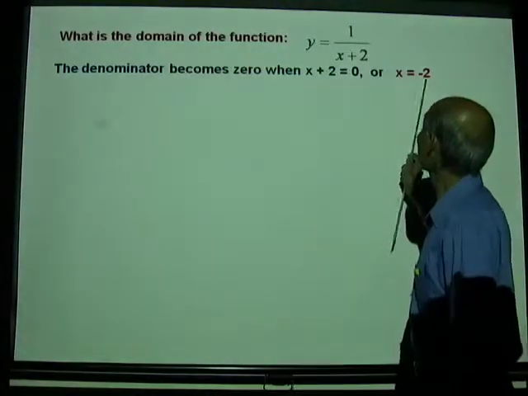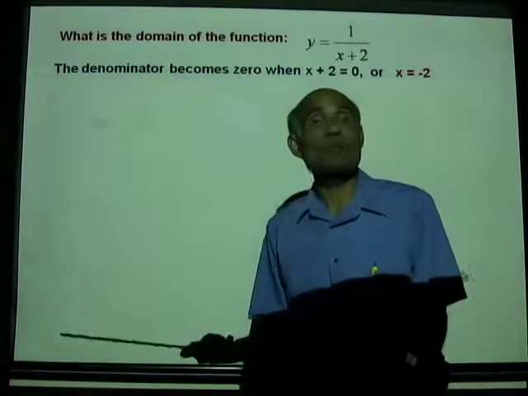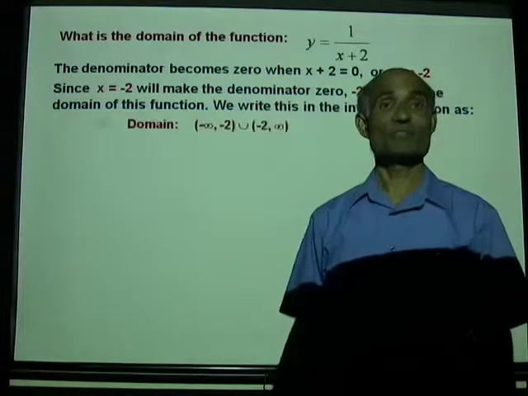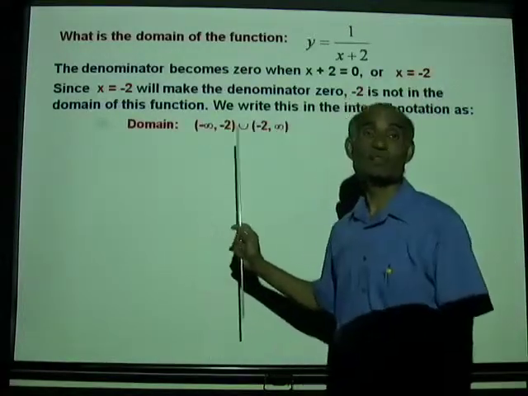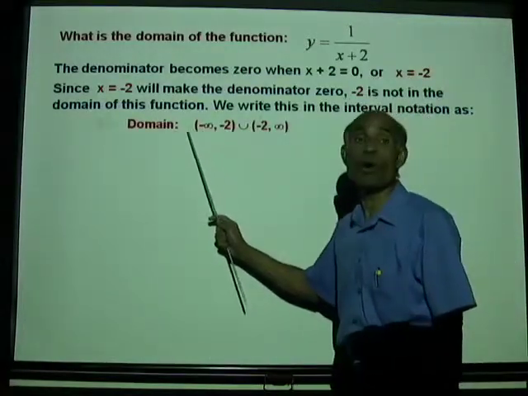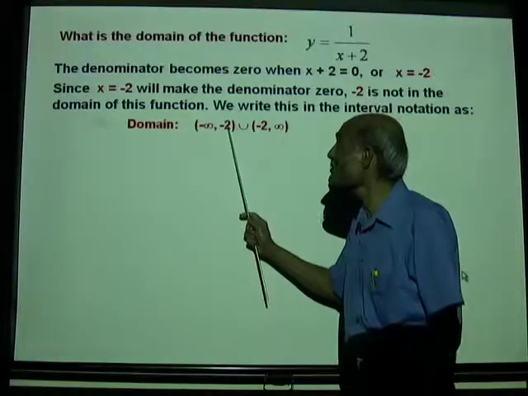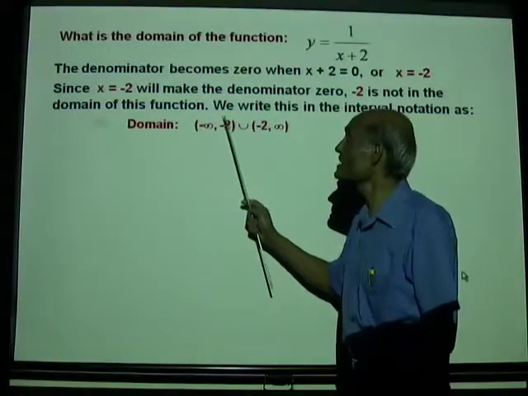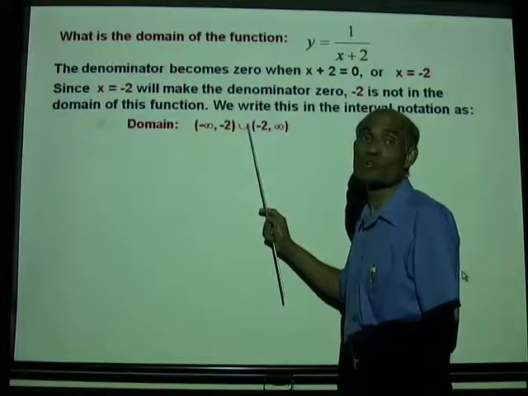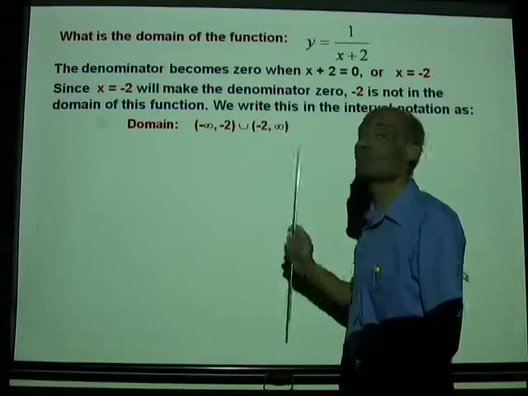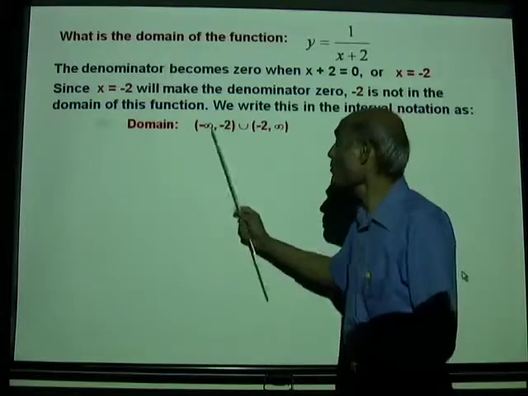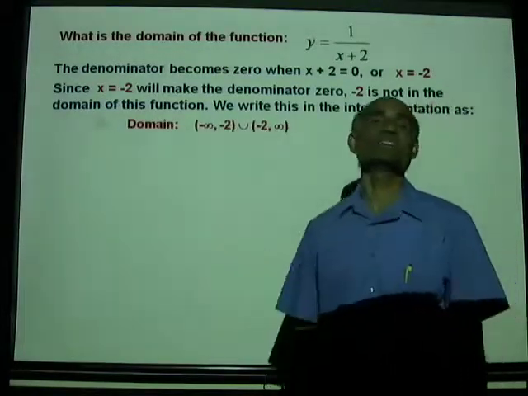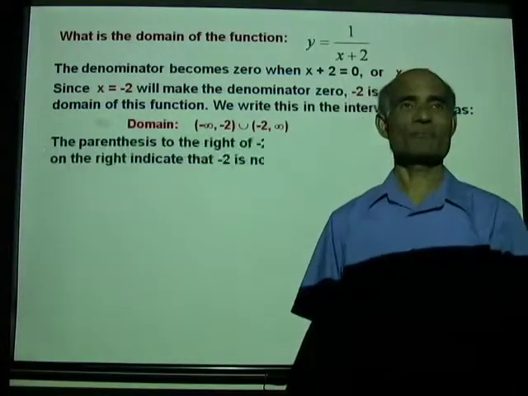That means x equal to -2 cannot be an input. It is not in the domain. So what's the domain then? The domain consists of all real numbers except -2. Look at the way we write it again: negative infinity to -2, union -2 to infinity. All real numbers excluding -2 are in the domain.